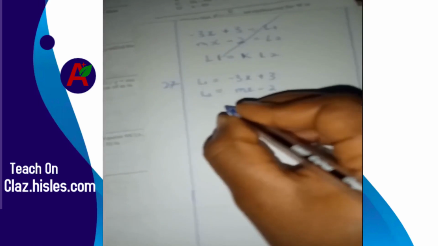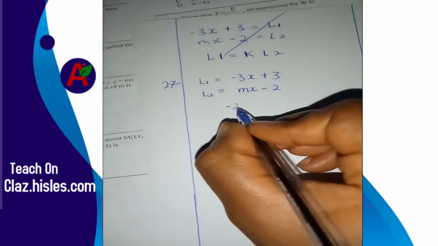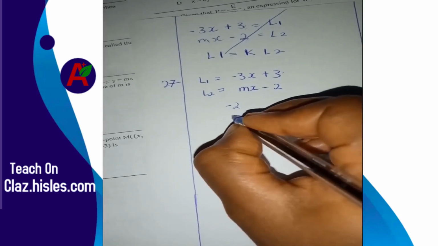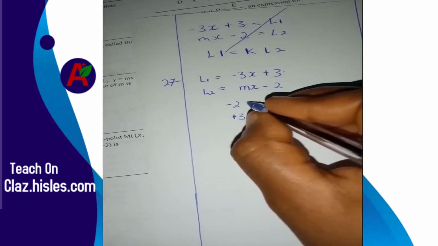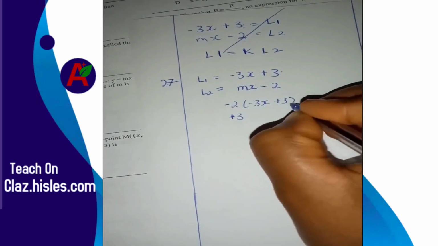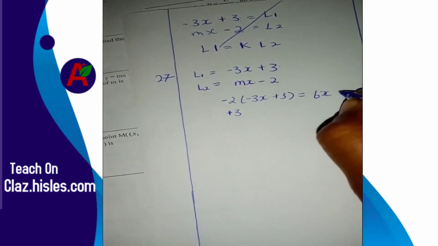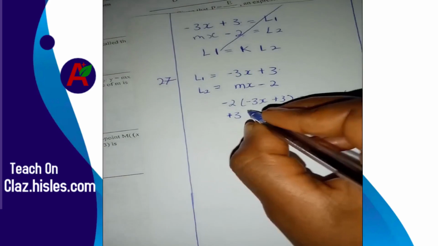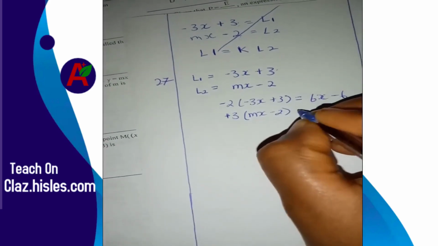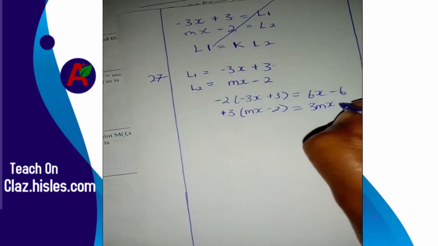That is to multiply the first line by negative 2 and the second line by positive 3. And this is going to yield 6x minus 6. For this one, mx minus 2, this is going to give us 3mx minus 6.